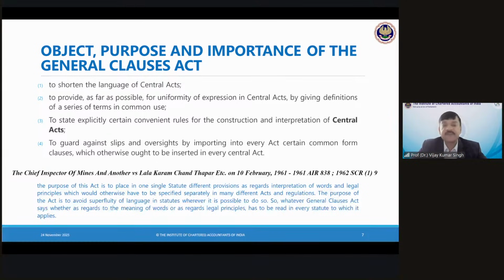In the case of Chief Inspector of Mines versus Lala Karamchand Thapar, the Supreme Court highlighted the purpose of the act is to place in one single statute different provisions as regards interpretation of words and legal principles, which would otherwise have to be specified separately in many different acts and regulations. The purpose of the act is to avoid superfluity of language in statutes, wherever it is possible to do so. So whatever General Clauses Act says, whether as regards the meaning of words or as regards legal principles, has to be read in every statute to which it applies. So this is what the Supreme Court has underlined as the purpose of the General Clauses Act.